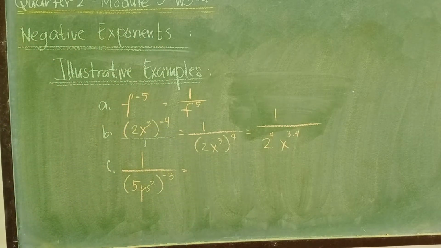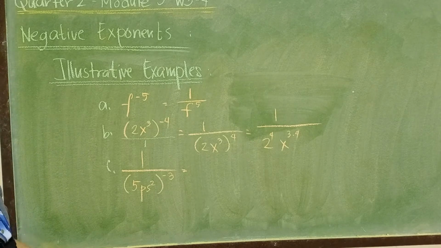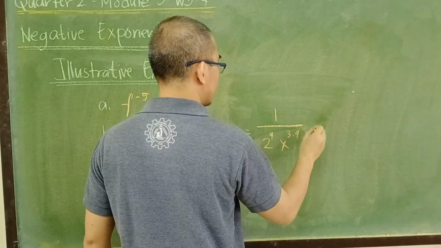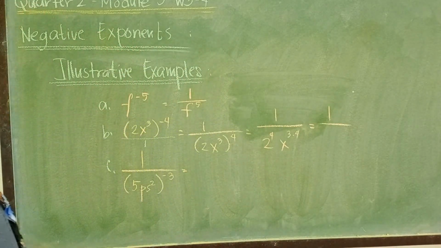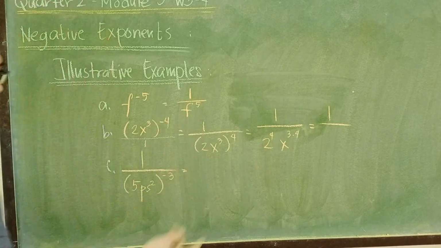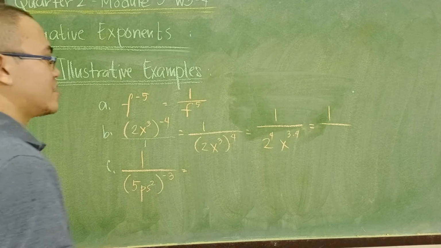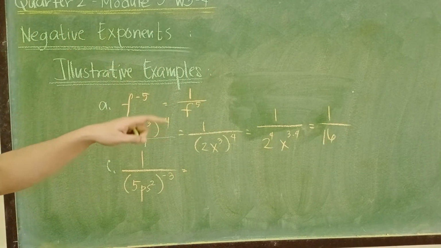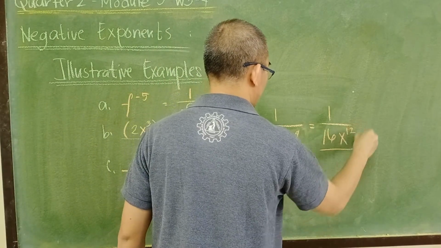So, tulad ng dinaskas natin doon sa mga previous videos, bigyan mo ng tag-iisang 4 yung mga terms doon sa loob. So, this is equal to 1 over 2 raised to 4. This means i-multiply ko yung 2 ng 4 times sa sarili niya. So, 2 times 2 is 4, times 2 is 8, times 2 is 16. So, this is 16. And then, x raised to 3 times 4, that is 12. So, this is x raised to 12.